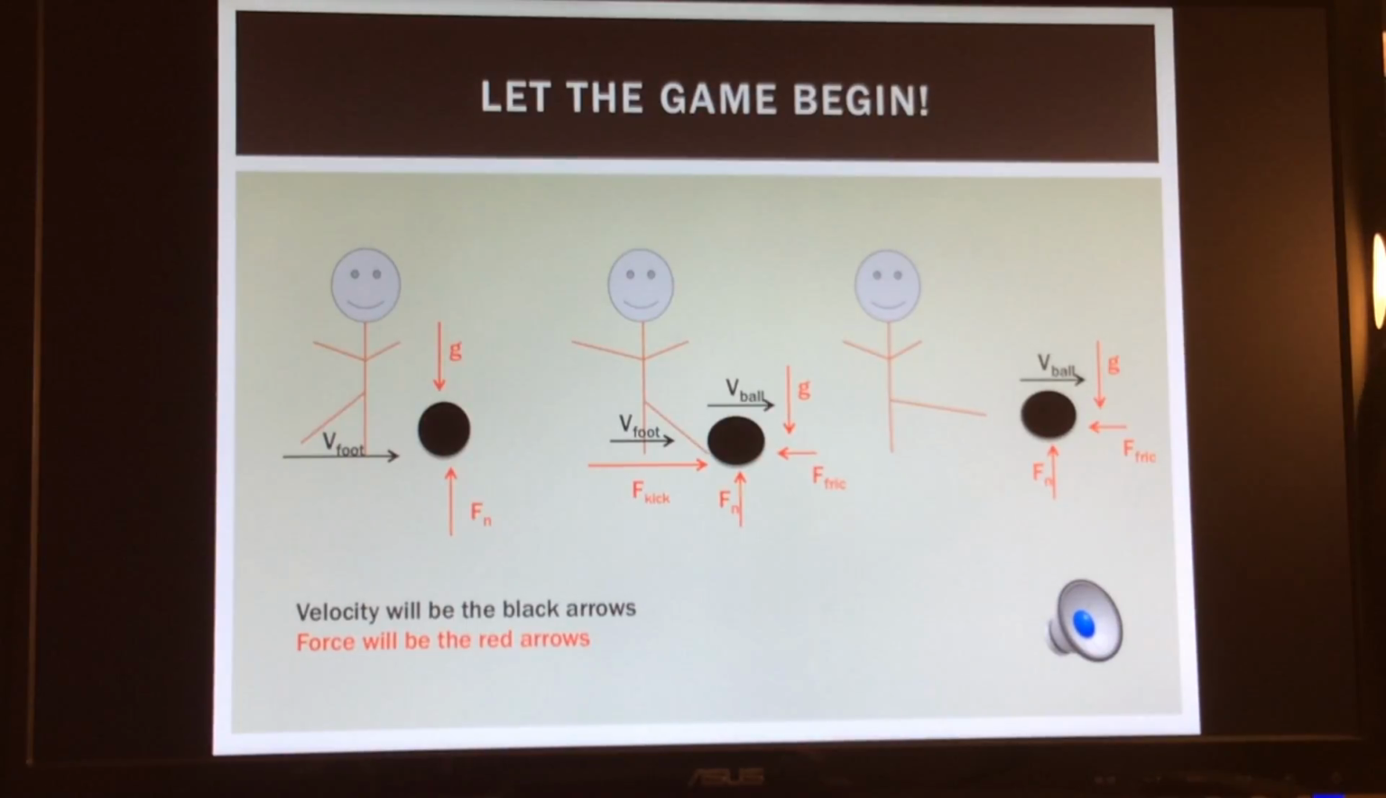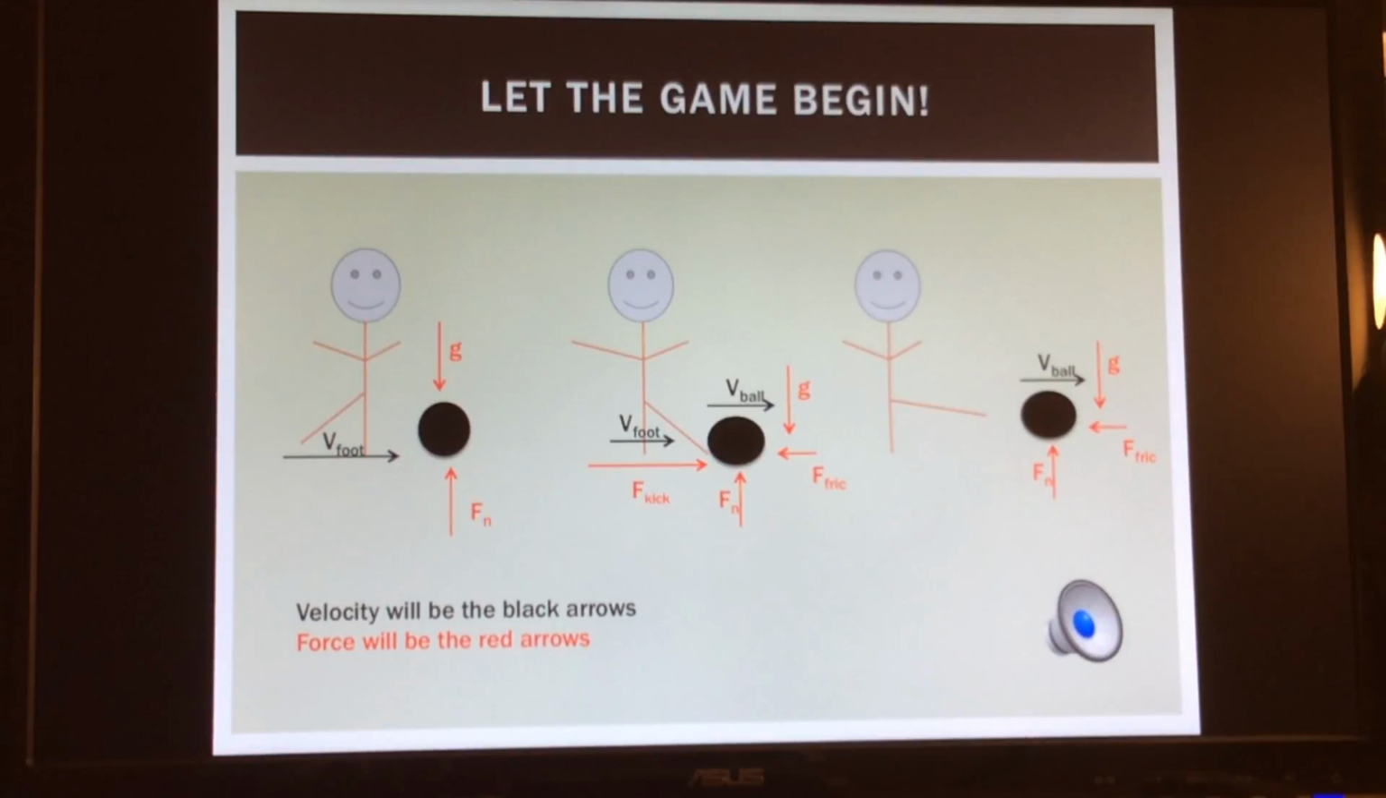In the third stick figure, we can see that there is a velocity on the ball, a gravitational force, a normal force, and there's still friction. So let's talk about the momentum. The momentum in the very first stick figure is a very high momentum on his leg. In the second stick figure, we can see that the momentum is now going to be transferred from his leg to the ball.